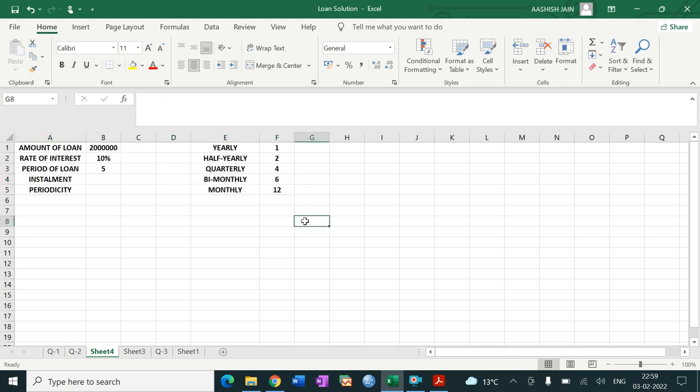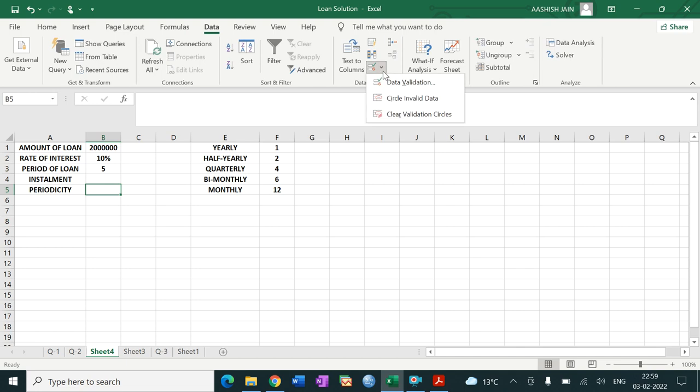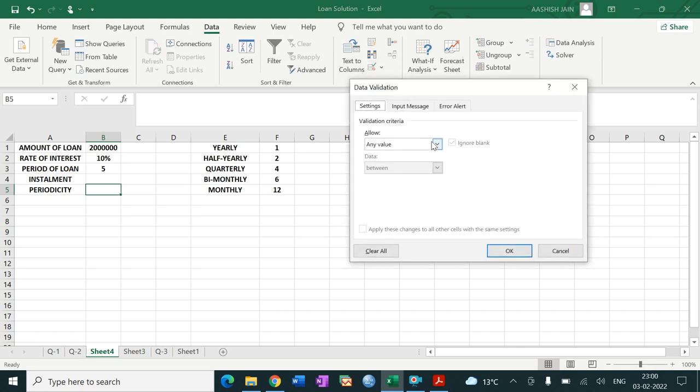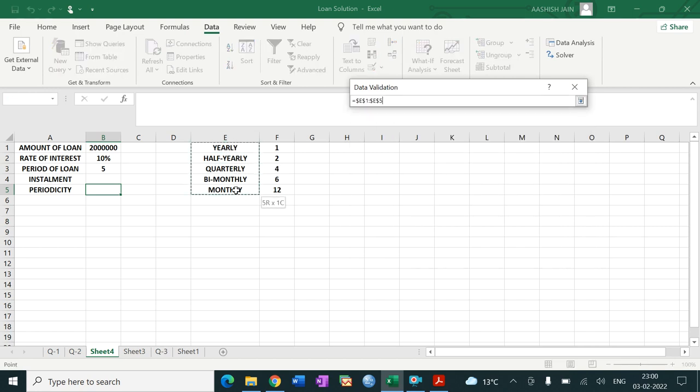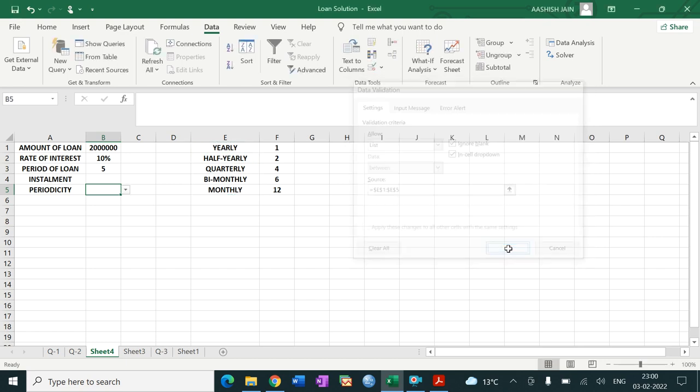Now we need to put some value here. The question is silent about the periodicity, so we need to take the help of these columns. So let's make a list with the help of data validation. Go to Data, click on Data Validation, create a list. Source, that is this, and let's press OK. So this is the list that we have created, right?